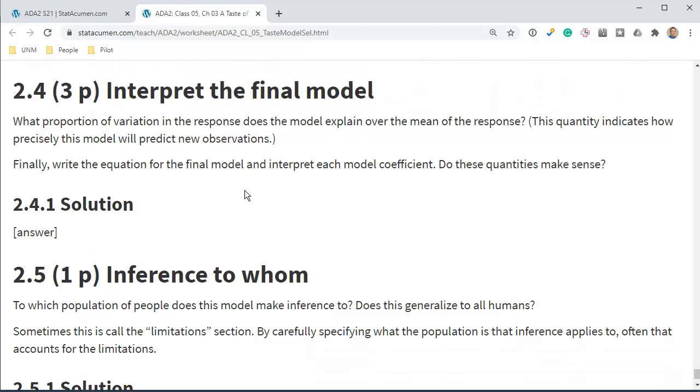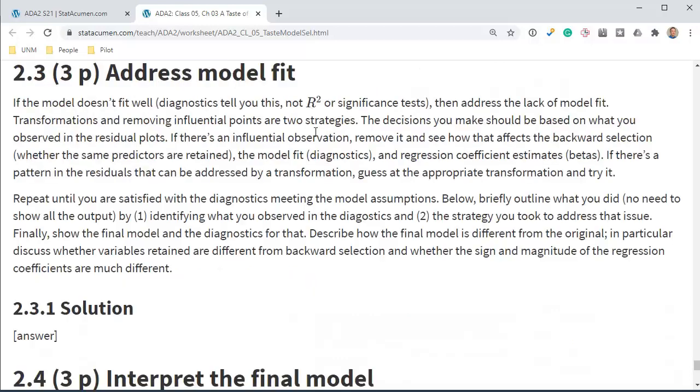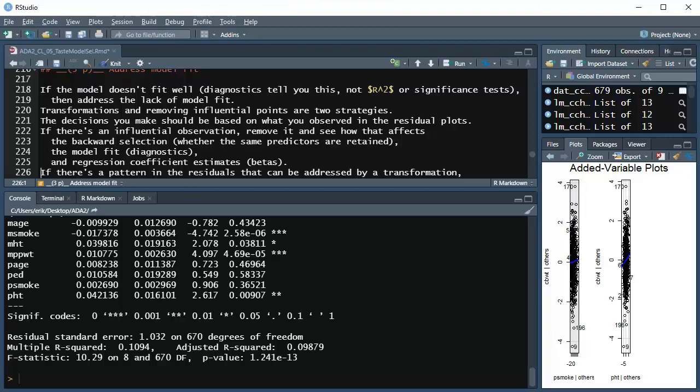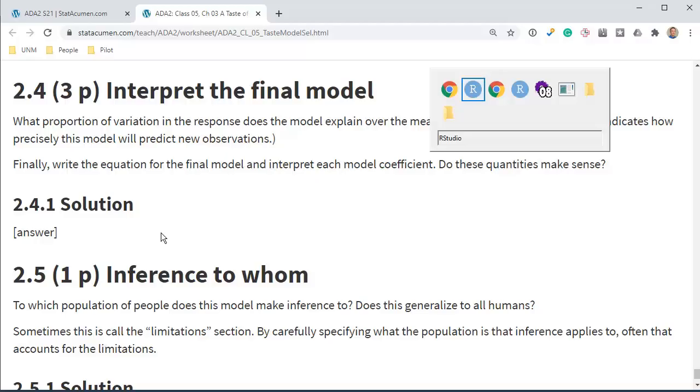All right, now interpreting the final model, this is the same as the previous assignment. So I'm going to let you refer back there for interpreting the proportion of variation. So what proportion of variation in the response does the model explain over the mean of the response? Okay, so that's the multiple R squared value. That is this value down here. So 10.9% of the variability can be explained by this regression model.